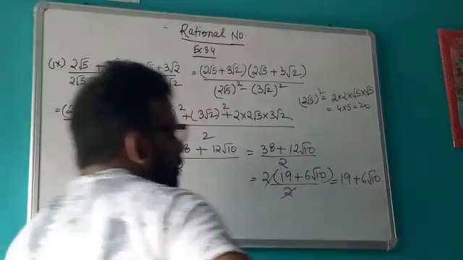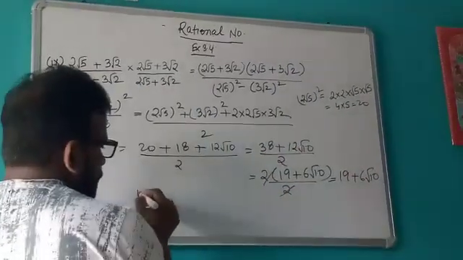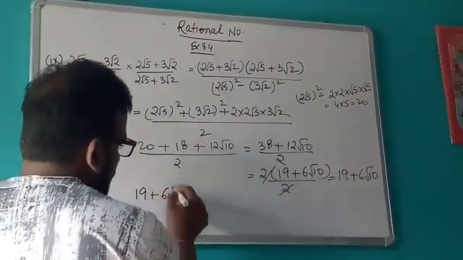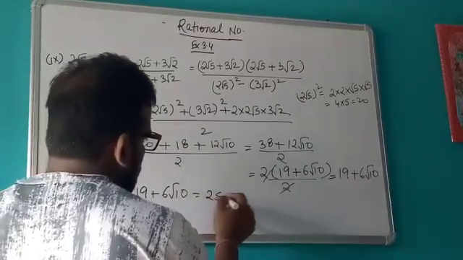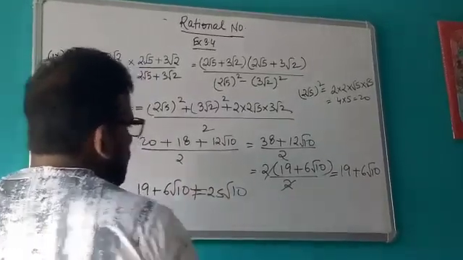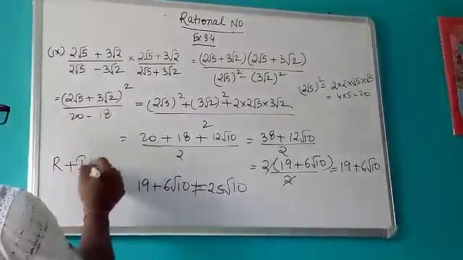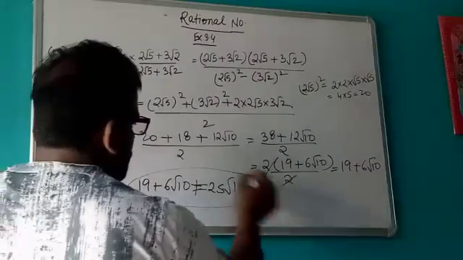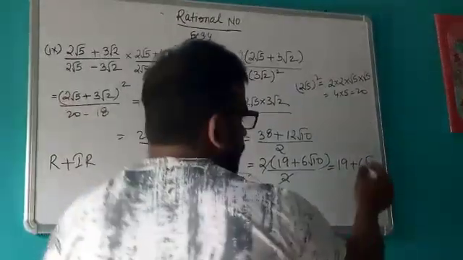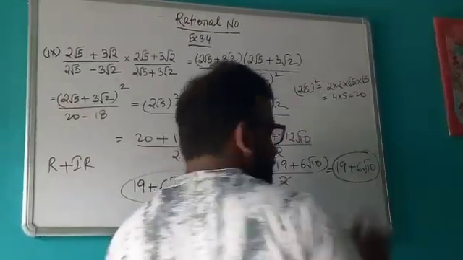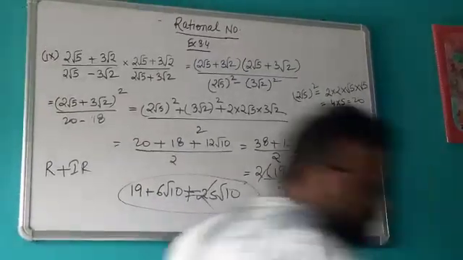Okay. Now one more thing is, many times you are writing like this, it is 25 root 10. Okay, it is absolutely wrong. I have already told you, you cannot add a rational number with an irrational number. So don't do this. It is absolutely wrong. Your answer will be 19 plus 6 root 10.